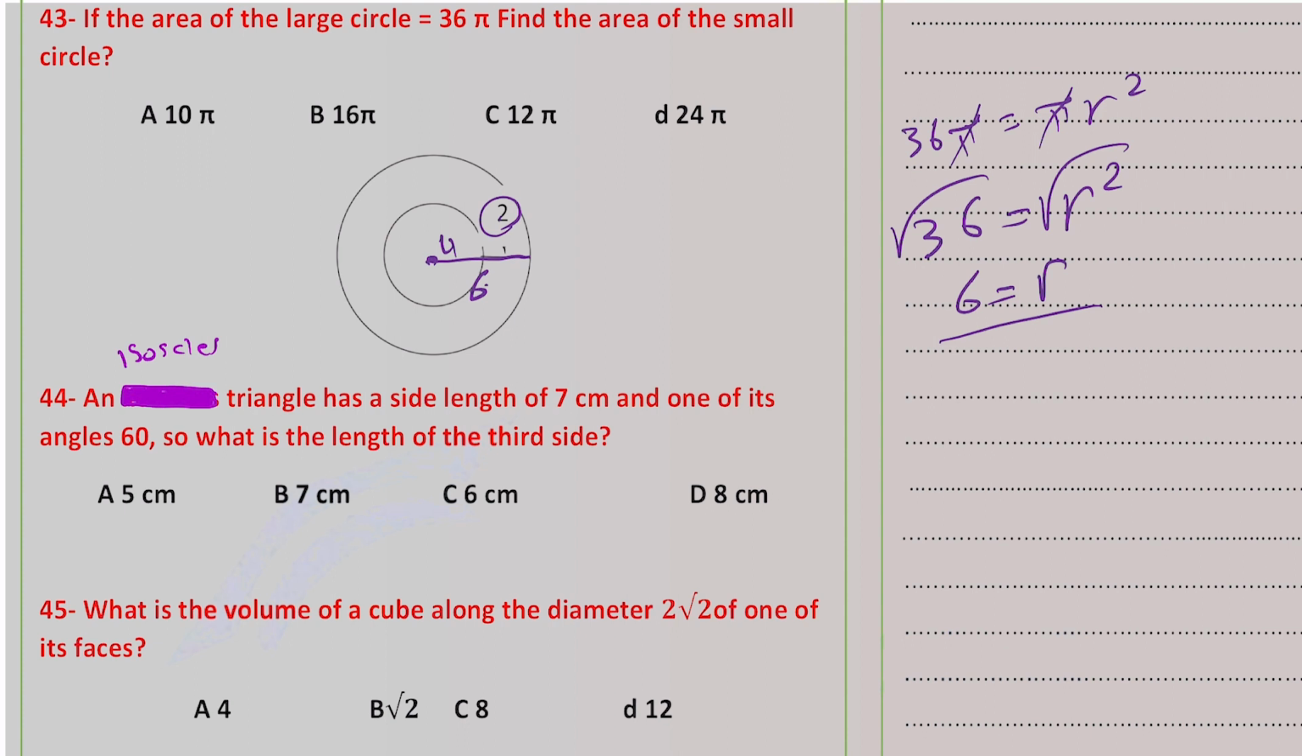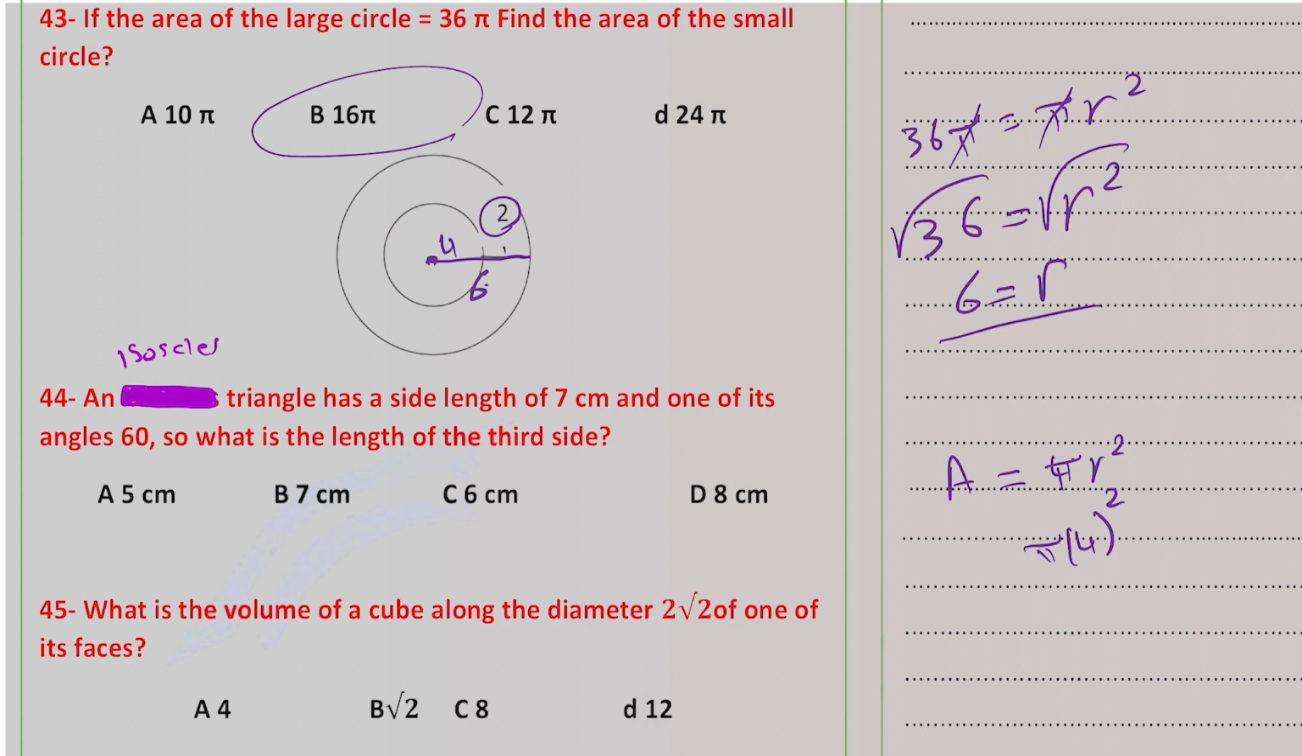Now what about the area of the small circle? Area of the circle, as we mentioned, is pi r squared. So pi times 4 squared equals 16 pi.